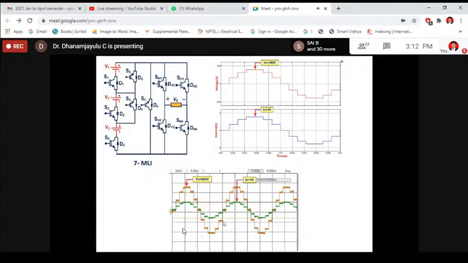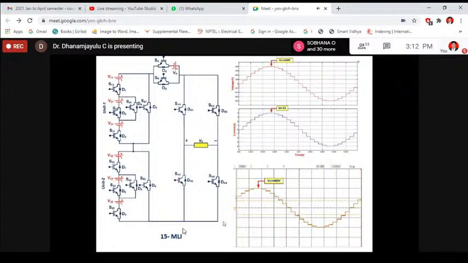Using that same topology, I have implemented a cascaded 7 plus 7, employing 2 more switches plus extra. We have one DC source, and we are able to generate 15 levels. This is the 15 level simulated output waveform, and this is the experimental output waveform.